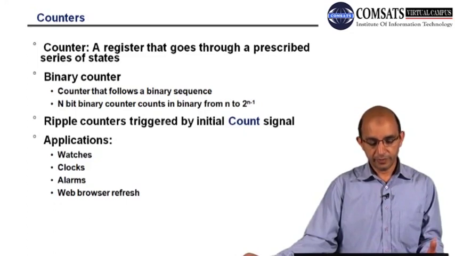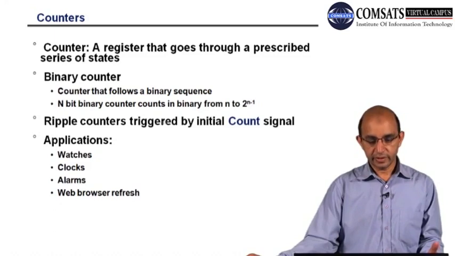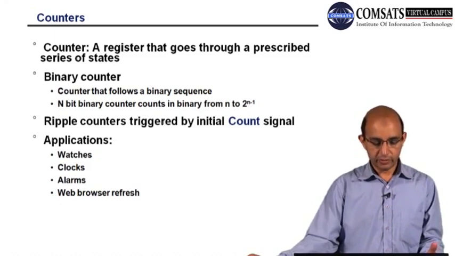So we can have a binary counter, and we can also have a ripple counter. There are some applications mentioned over here regarding the counters. We can use those counters in our watches, digital watches, clocks. Then alarms. If you want an alarm after a certain state, you can also use a counter.